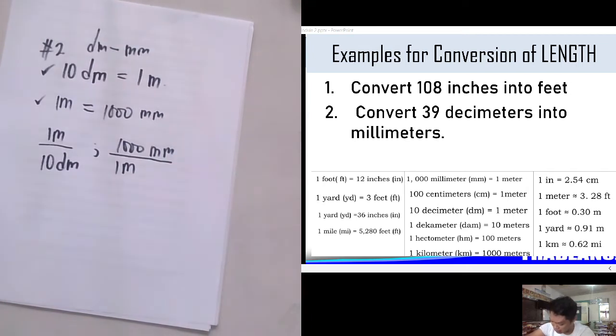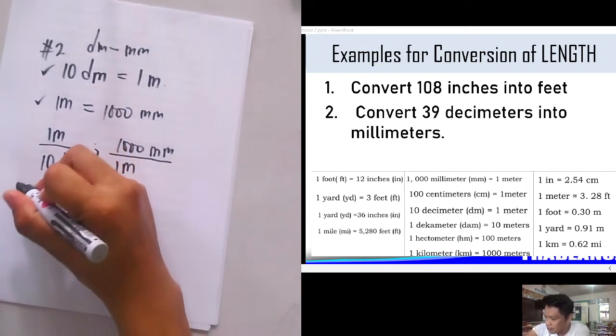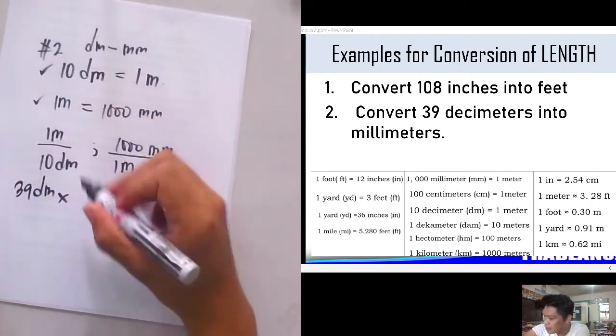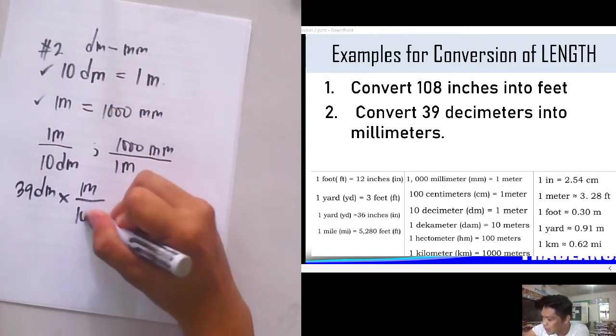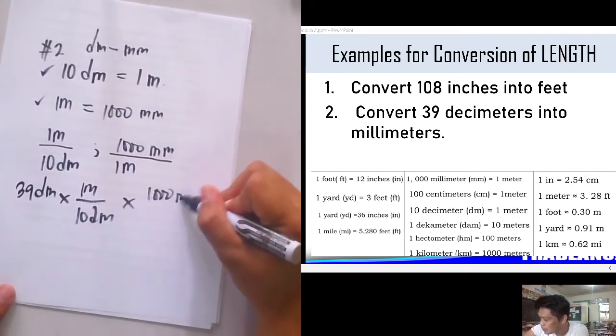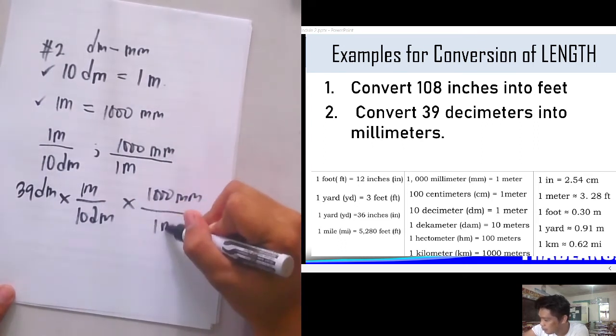Okay, gawa tayo ng fraction na tinatawag. So, balik tayo sa original given times, ito na, 1 meter over 10 dm times 1,000 millimeter over 1 meter.